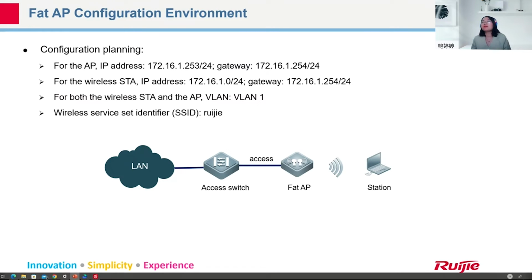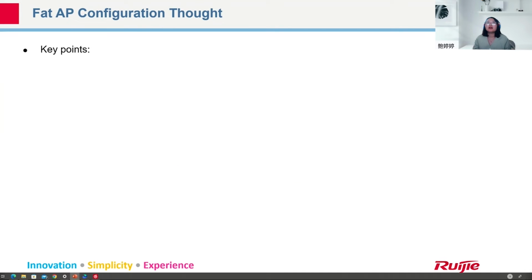The VLAN is VLAN 1. And the basic requirement is please give a SSID. The SSID name is radio. And then the station can connect with radio and then reach the internet. So this is our requirement. And how do we add the configuration to meet the requirement?